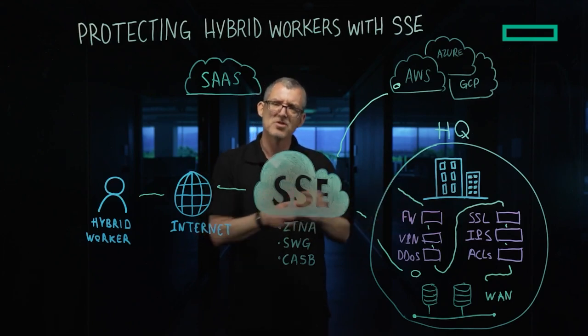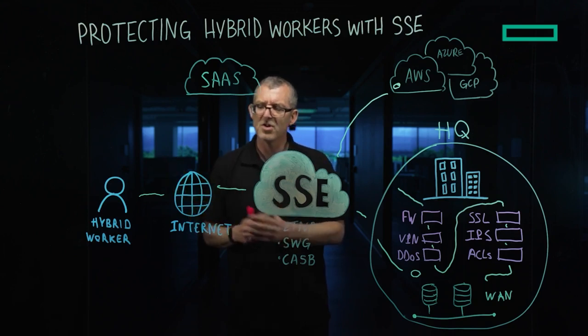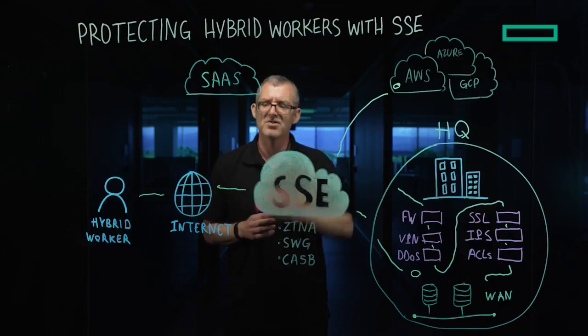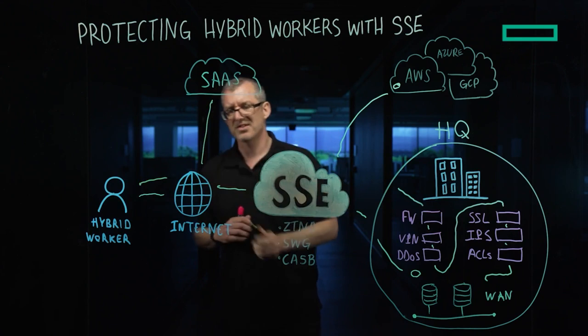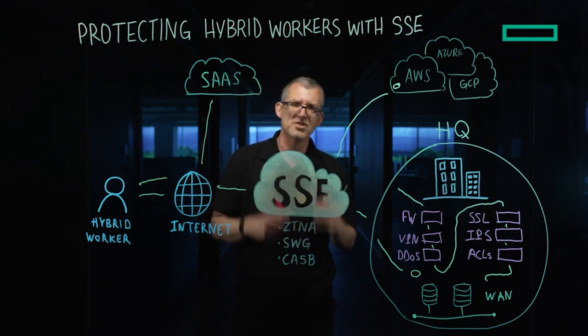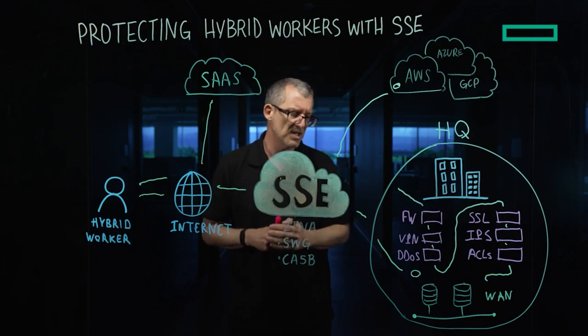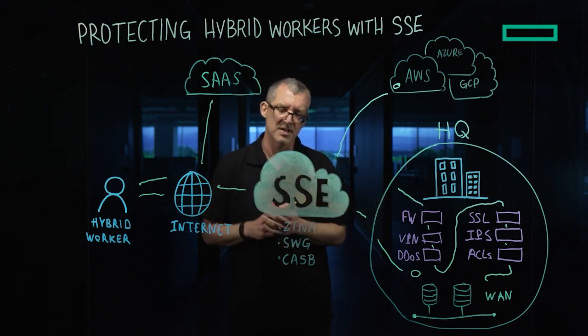And then if we look at it from a SWG point of view, a secure web gateway point of view, this user no longer needs to be backhauled onto the data center to get access to SaaS applications or to the internet. They can connect directly into the SaaS applications. That reduces the requirement for bandwidth, it reduces latency, and it also reduces that backhauling that we've done historically.